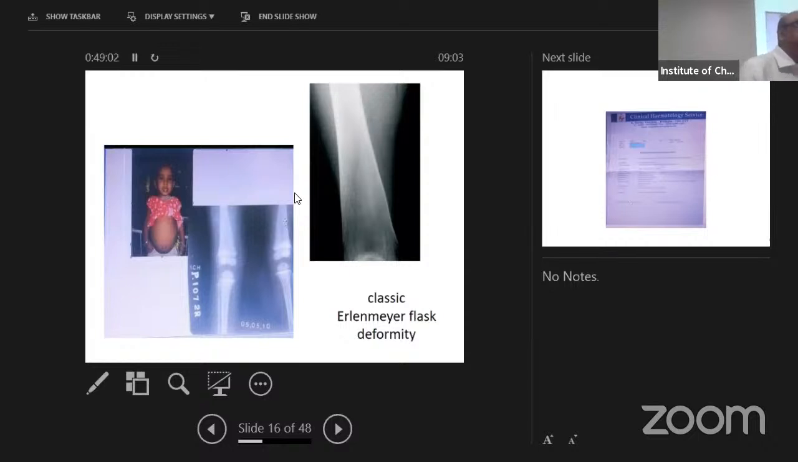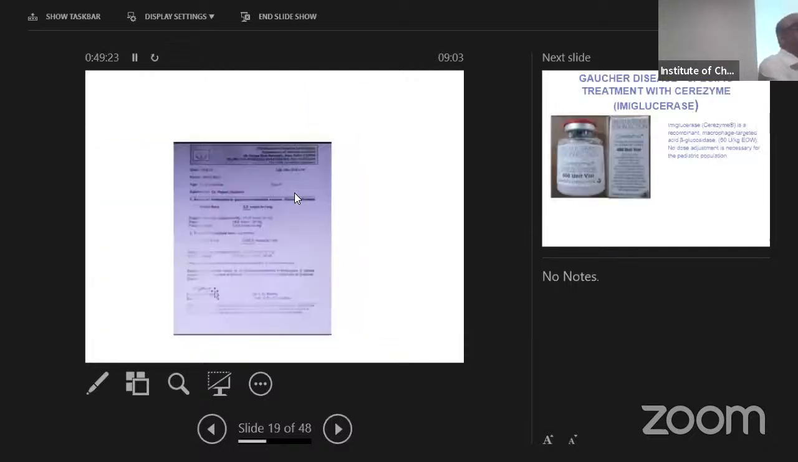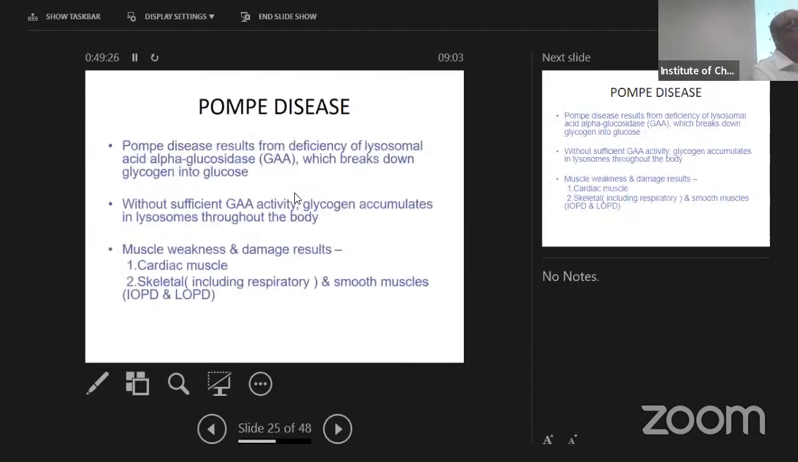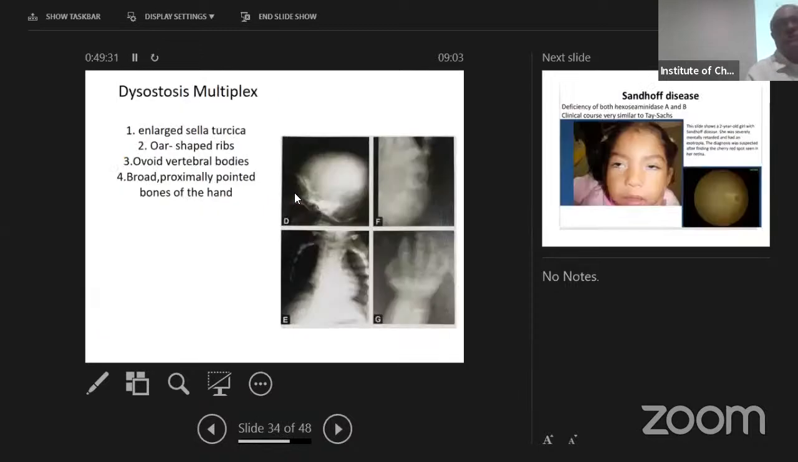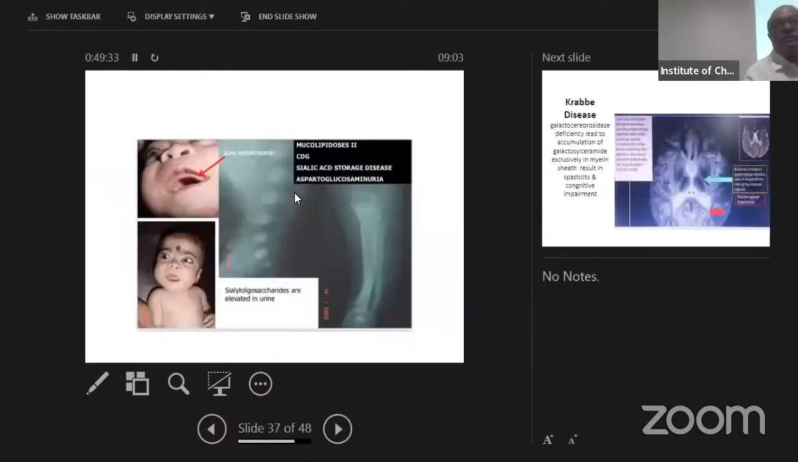And they usually don't present before 2 years of age. If a child presents before 2 years of age, instead of thinking of Hurler, think of mucolipidosis or I-cell disease. Hurler will not present so early. Gum hypertrophy, as she has shown, can be a presentation of gangliosidosis and I-cell disease or mucolipidosis. So these are mucolipidosis type 2.